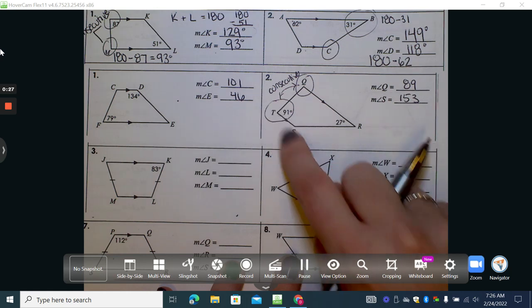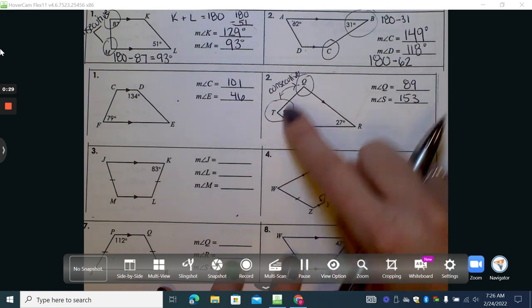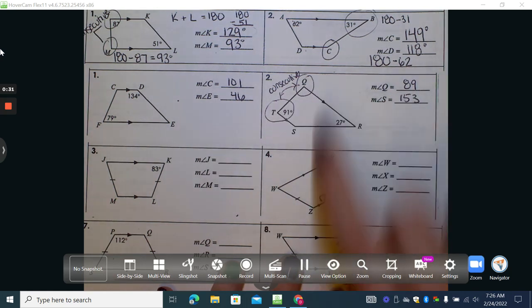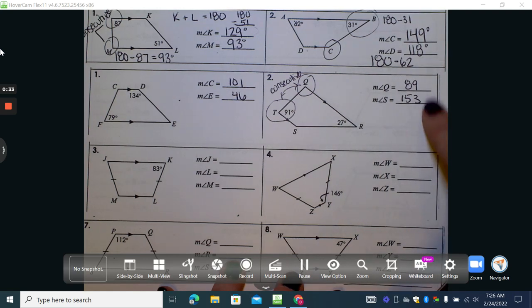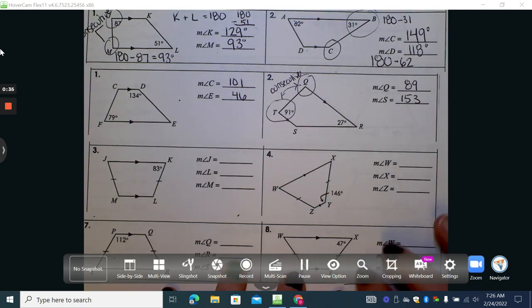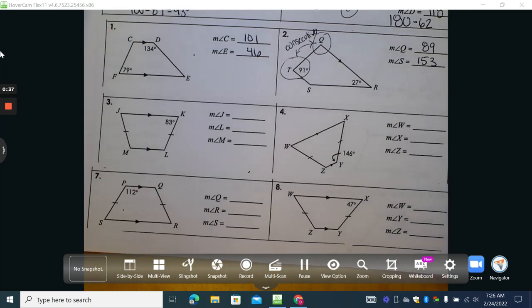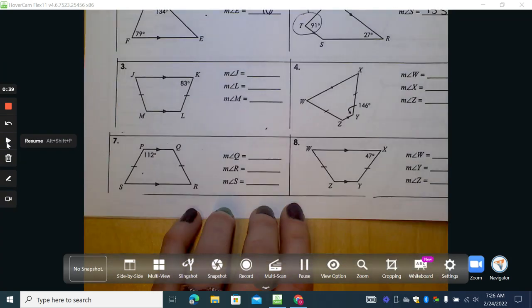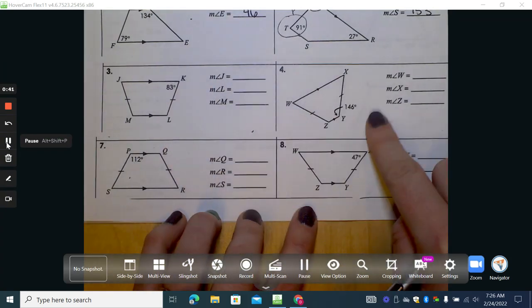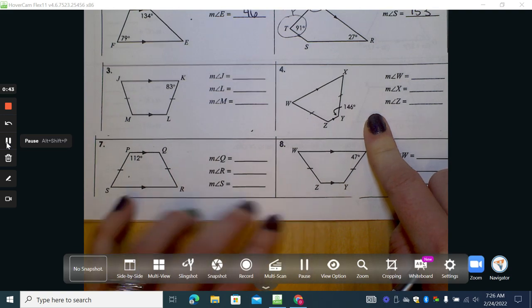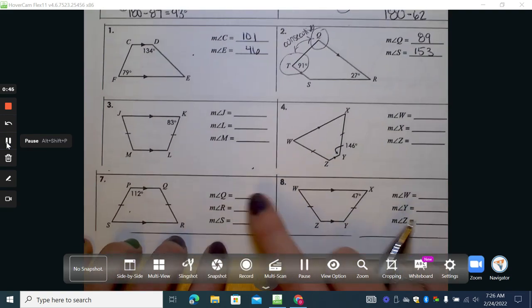Base angles on the same parallel lines are base angles. The ones on different parallel lines are consecutive angles. So if you got those last two wrong, be sure to be careful about T and Q being consecutive. Moving on to number 3 and 4 though, we are going to use that consecutive angle situation.